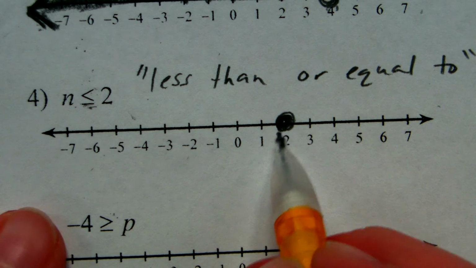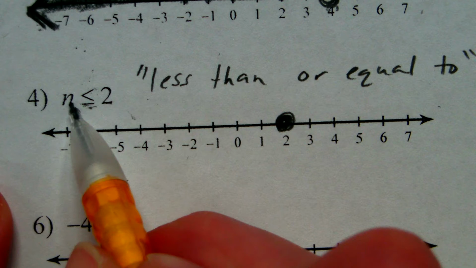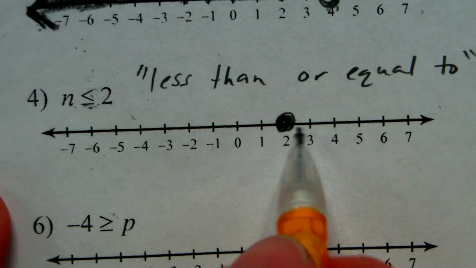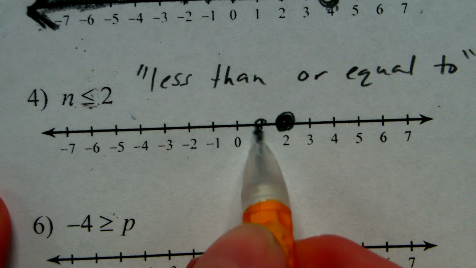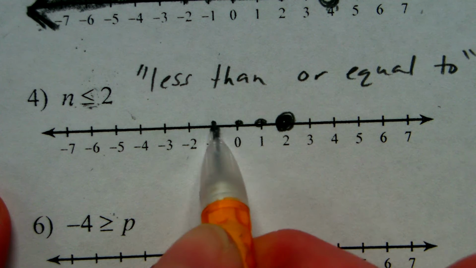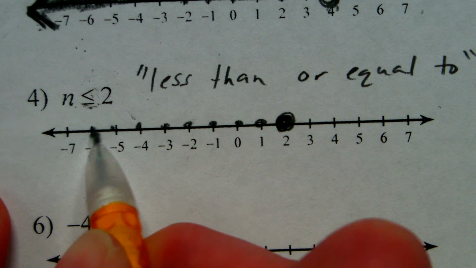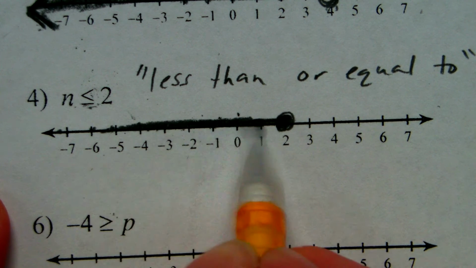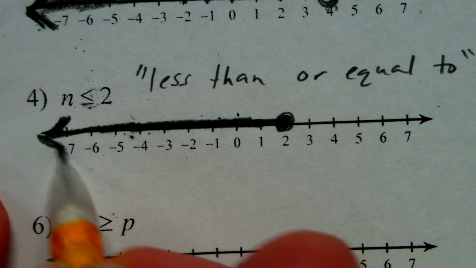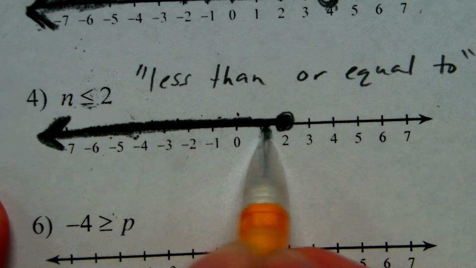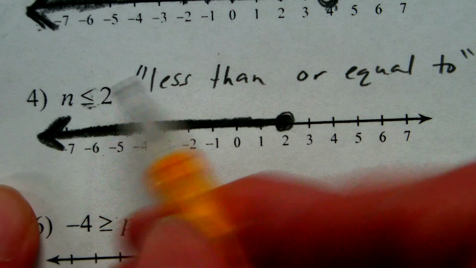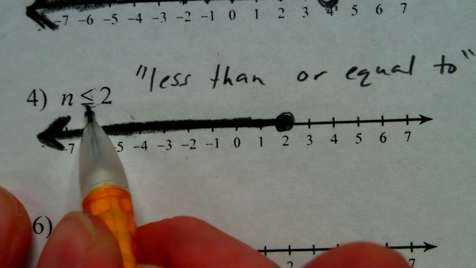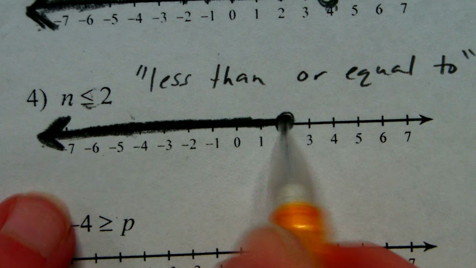But then we're going to have other numbers that are part of the solution, other numbers that could be in to make this true, that would be less than 2. So we think about numbers that are less than 2. Well, 1's less than 2 and 0's less than 2, and every number to the left is less than 2. So we're going to make an arrow this way and put an arrowhead on it that shows here are all of the numbers that make this true. The numbers that are less than 2 are over here on the arrow, and then equal to 2 is where we filled in this point.